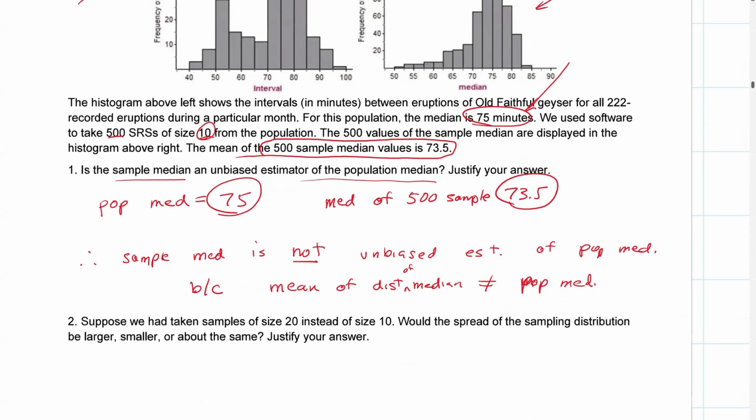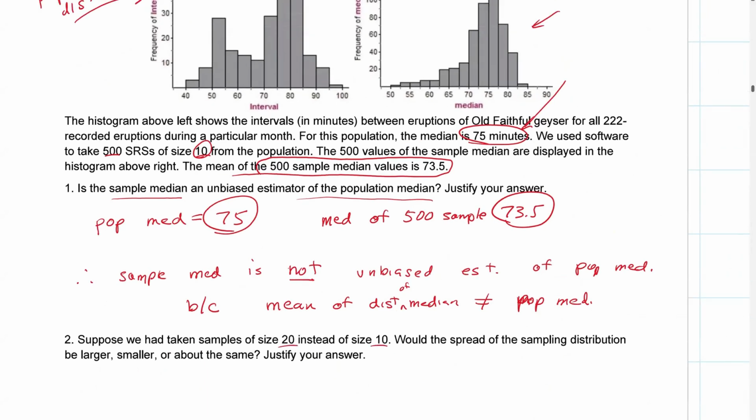Second question. Suppose we've taken samples of size 20 instead of 10. Would the spread be larger, smaller, or the same? Larger samples give sampling distributions that have lower variability.